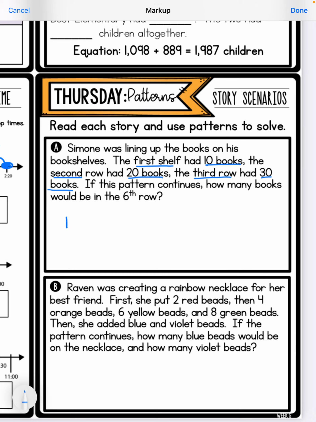So I'm thinking first row, 10, second row, 20, third row, 30. So I'm going to keep going. So my first, second, third, fourth row, I think would have 40 based off of this pattern.